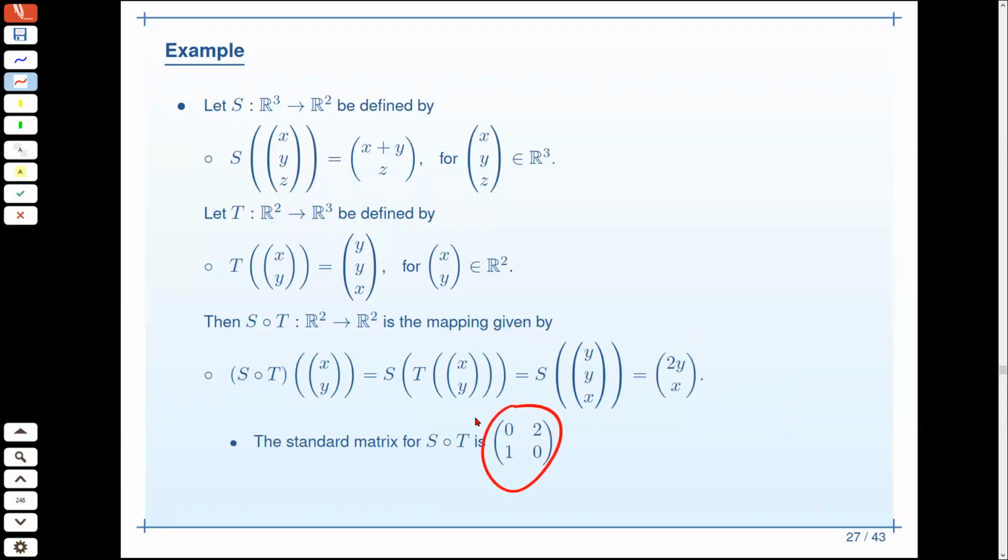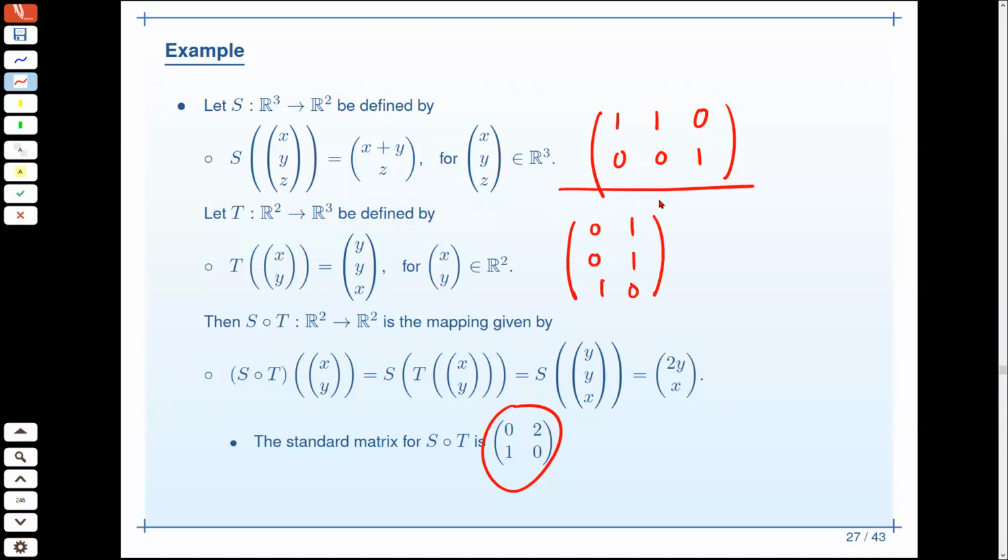But we want a simple way to find the standard matrix rather than just doing this composite. You can see that for the first one, S, the standard matrix will be given as 1, 1, 0, and 0, 0, 1. And this one, for T, the first column is 0, 1, 0, 1, and 1, 0. So how can these two matrices be related to this?